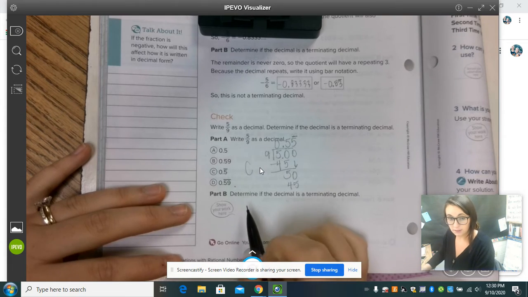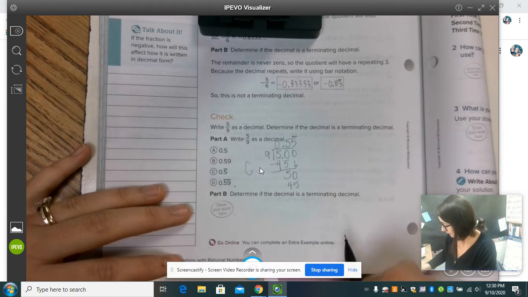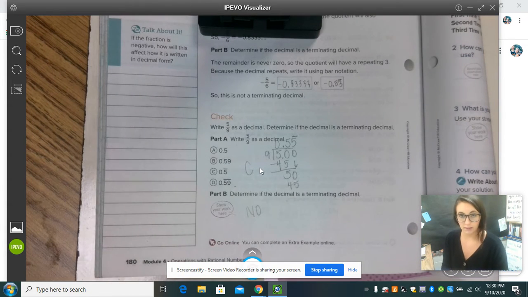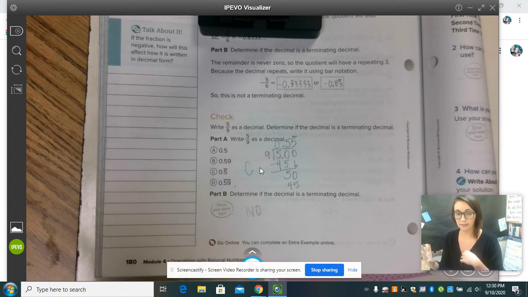Okay. Determine if the decimal is a terminating decimal. No, because it's a repeating decimal. So it's either repeating or terminating.